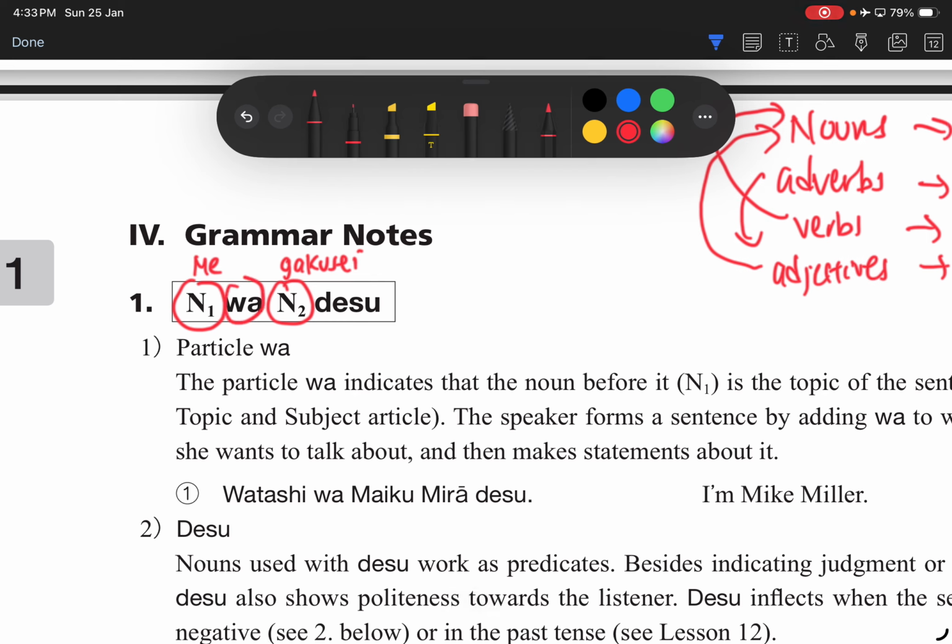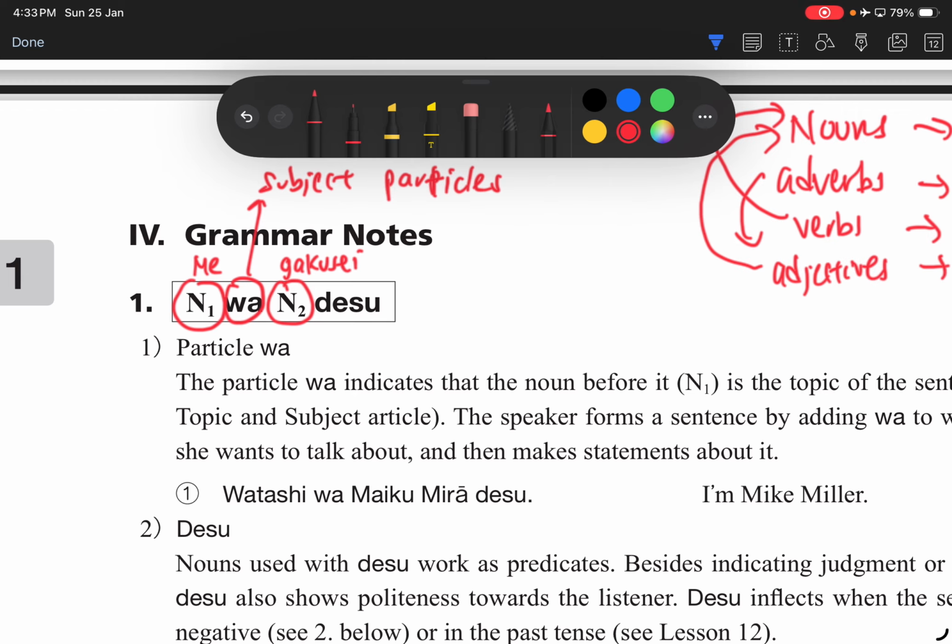So this wa is simply what we call the subject particle. Subject means whoever is the main character in the sentence we are saying, whatever is the focus of this sentence. So when I say I am a student, who am I talking about? I. I'm talking about me. I am a student. So student is a noun.